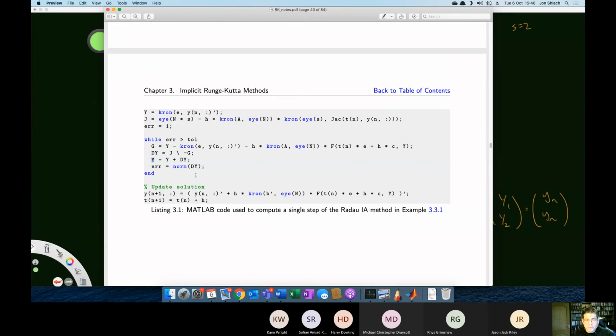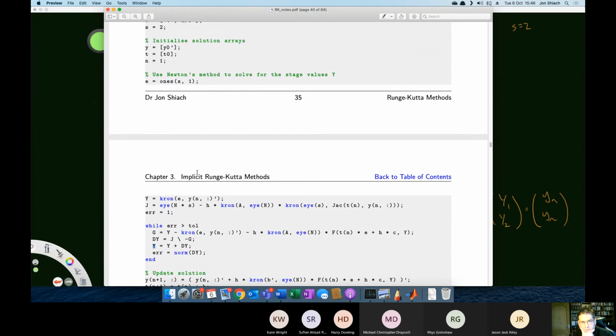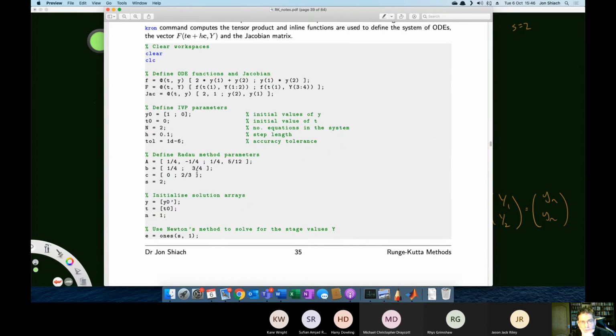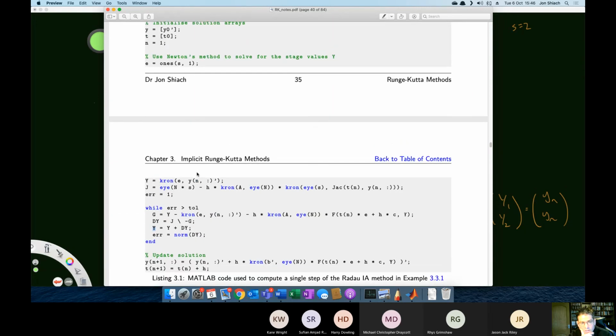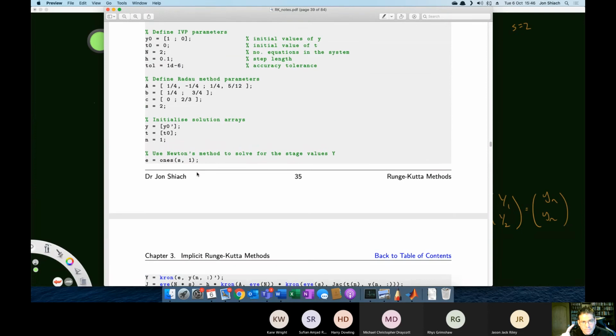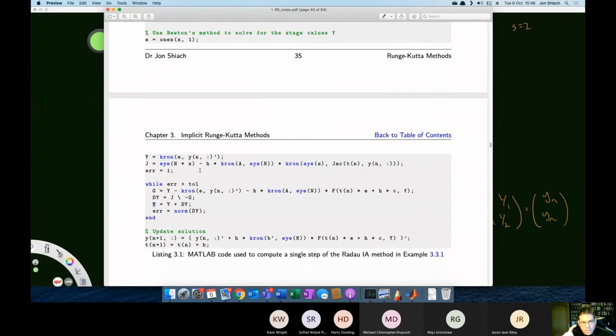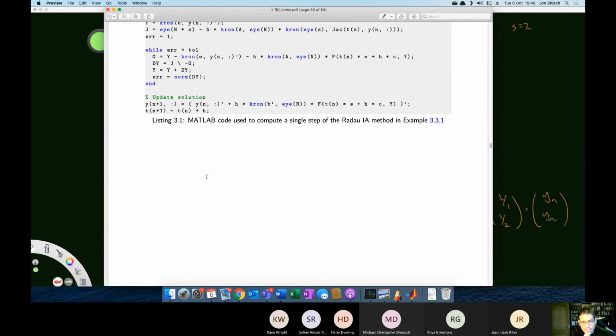Okay, so that's how we use implicit Runge-Kutta methods for a system of equations. You can see the actual length of the program is not that much, but it takes a lot of understanding, and it took me a while to read into this to fully understand what's going on with an implicit Runge-Kutta method.